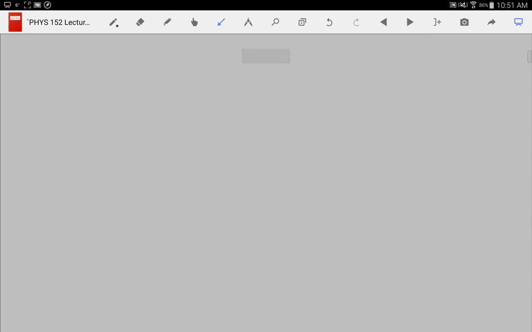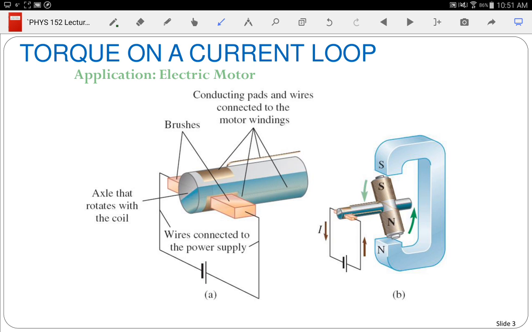Now, 2 slides later, I have a different version of that question. Do you have a question? No. Okay. So here's a picture of a realistic electric motor.